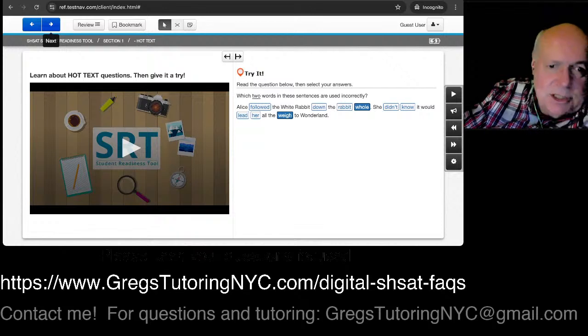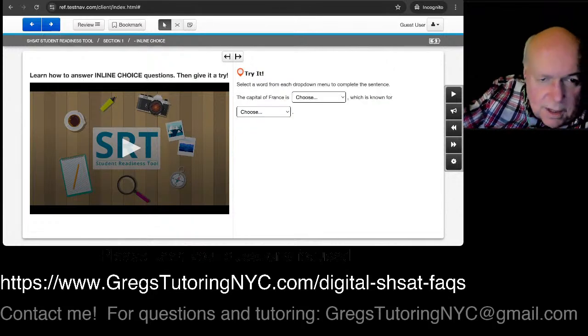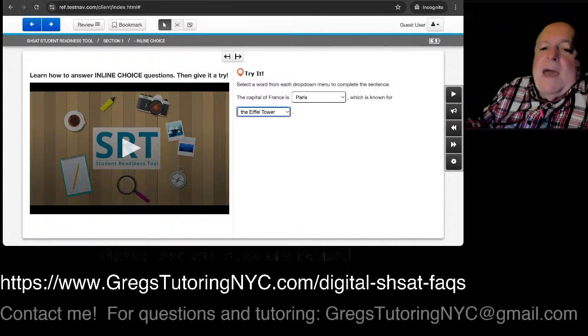Okay, inline choice. So again, we didn't have this at all on the paper-based exam. So the capital of France is what? So it says choose. So we're going to click this little V thingy, and you're all familiar with this in browsers. So France, Paris, France, which is known for what? Okay, the Eiffel Tower. All right, so this is a 2-part question where they're piggybacking each other.